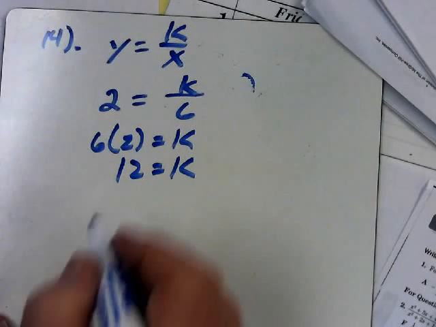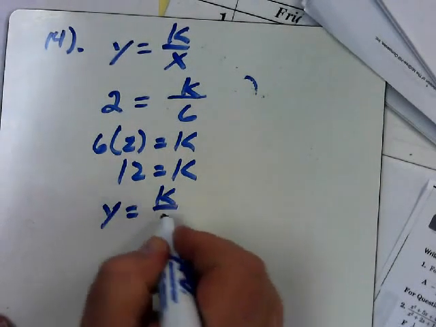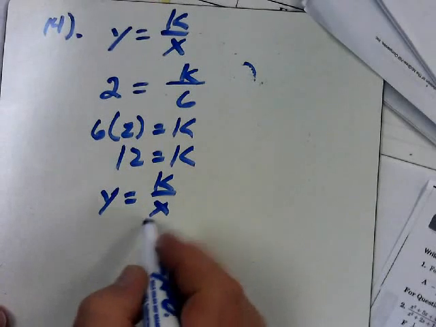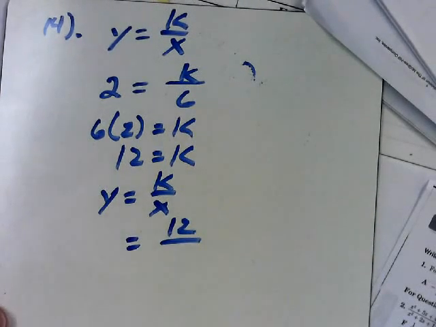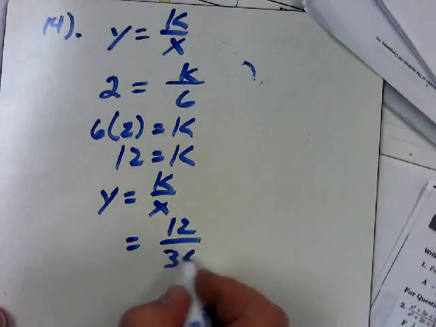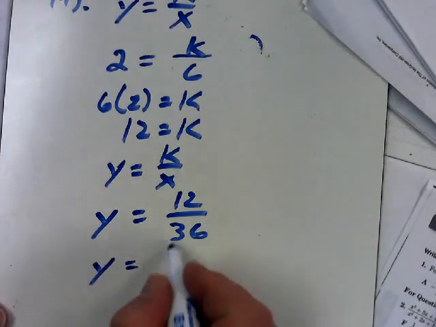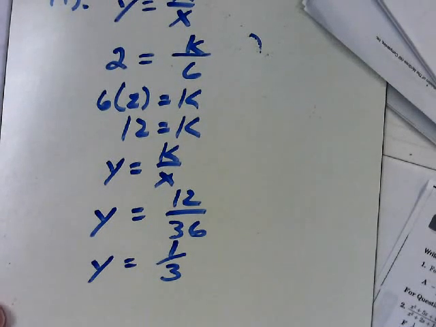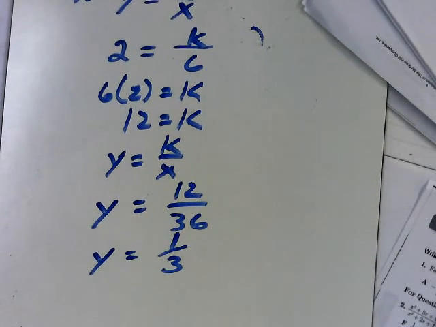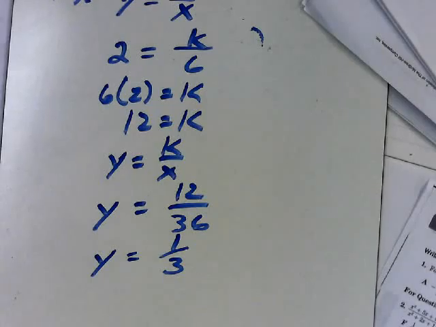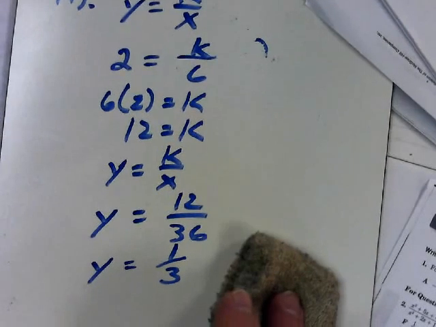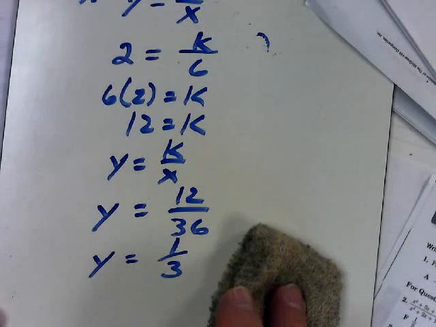Using that same relationship, I know the k is 12, and they give you an x of 36, and they want you to find y. So it looks like it'll be about a 1/3. Okay?